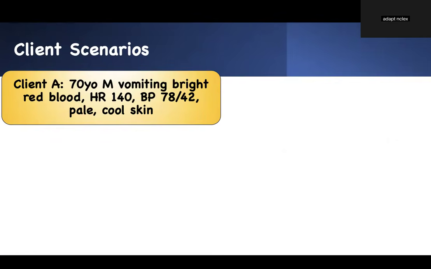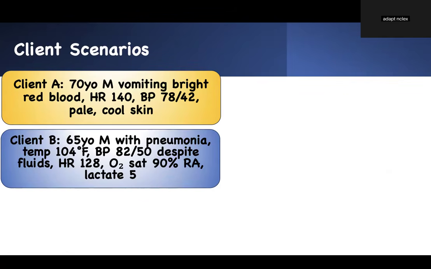You have six patients. Don't worry about it. No matter what they present, think about it as one single patient. A 70-year-old who is vomiting bright red blood, heart rate of 140, blood pressure 78 over 42, pale and cold skin. Do you think this patient is stable or unstable? This patient is in trouble. That's number one.